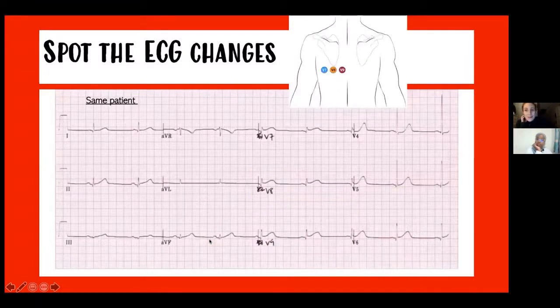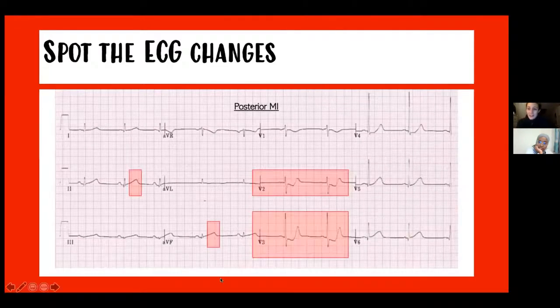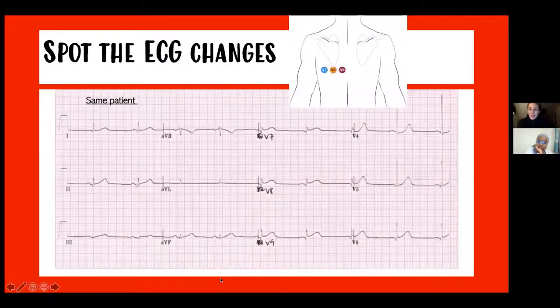So this is the same patient, and when we see these changes doing a standard ECG, you can actually place some of the wires of V1, 2, 3 onto their back, and then you get an ST elevation being shown. So that's how to confirm it's a posterior. And does that make sense? Have you all heard that before?